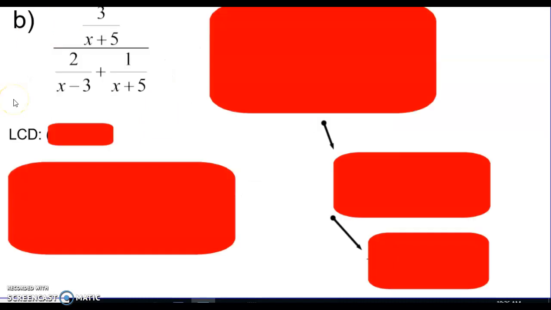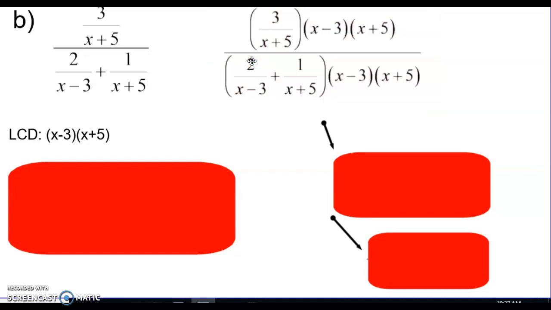Now looking at letter B, we want to find, again, that least common denominator. We have an x plus 5, an x minus 3, and an x plus 5. So our least common denominator is going to be that x plus 5 and the x minus 3. So we're going to multiply that entire top fraction by x minus 3 times x plus 5, and then again that whole bottom one by x minus 3 times x plus 5 as well.